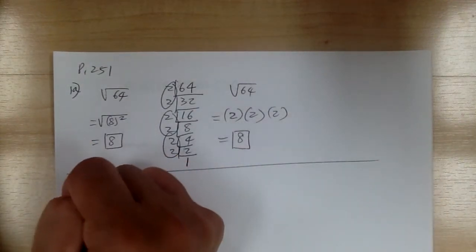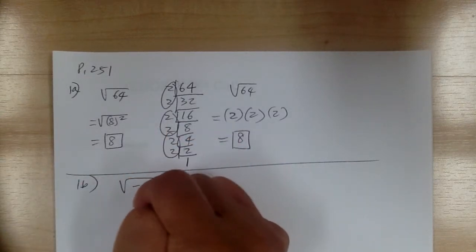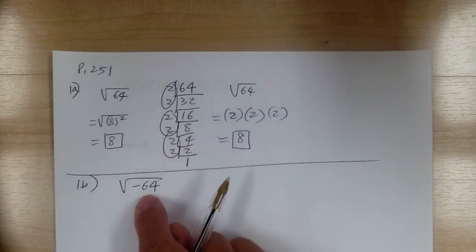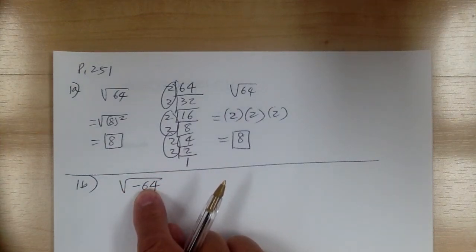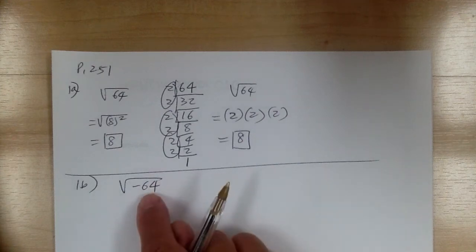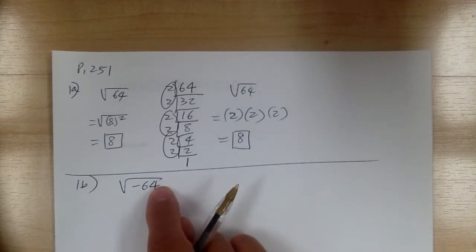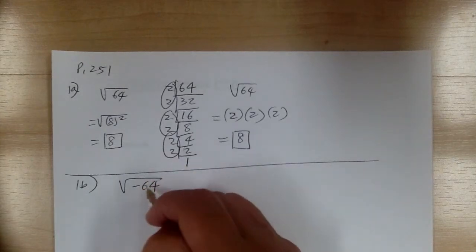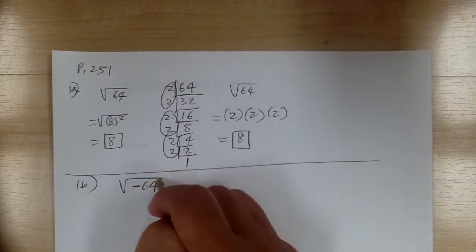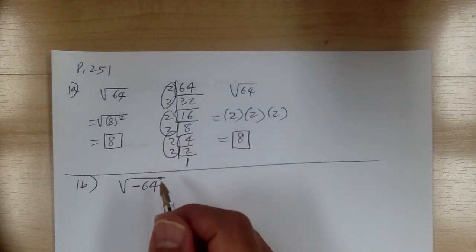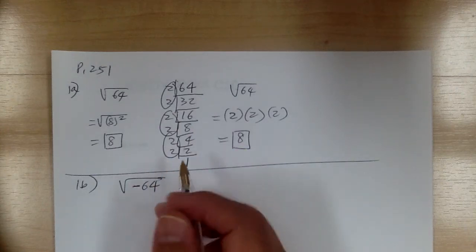Okay, now let's go to 1B. You've got the square root of negative 64. For this one, notice you cannot get something times something equal to negative 64 when you deal with real numbers. Because negative 8 times negative 8 gives you 64, and positive 8 times positive 8 gives you 64. So there's no way you're going to get negative 64 from a real number. So in this case, this is not a real number.